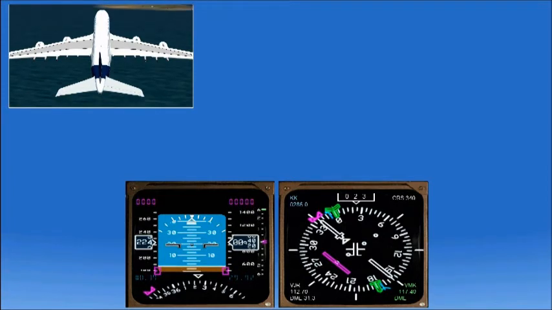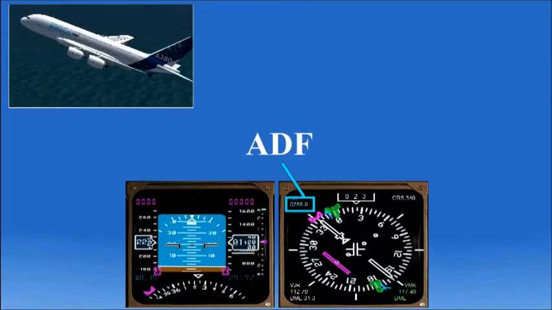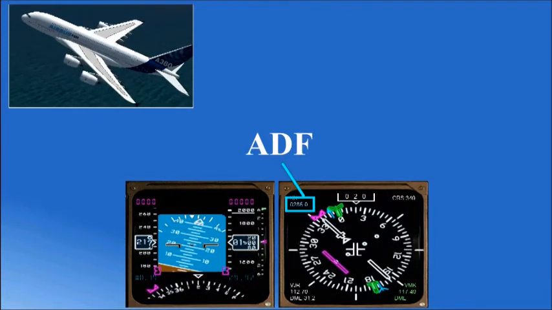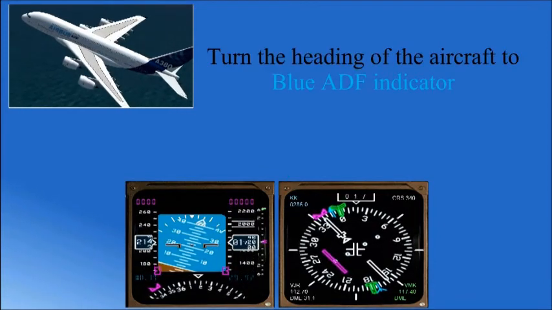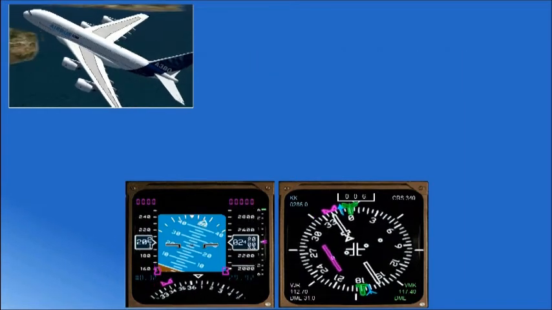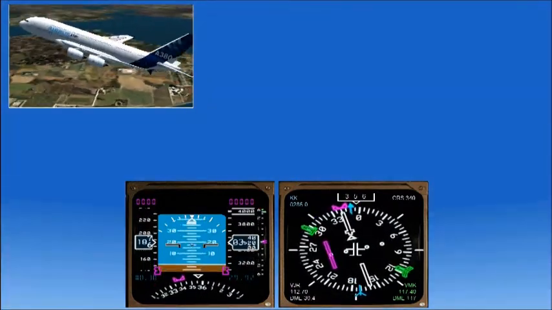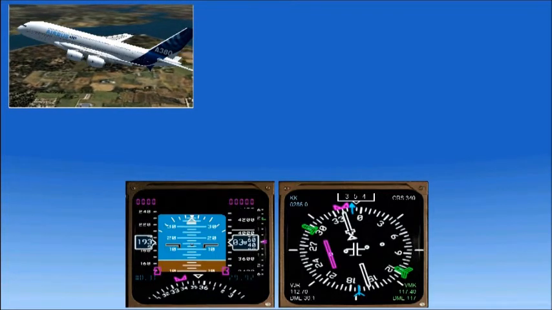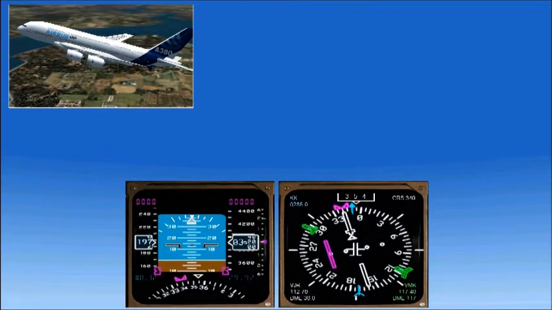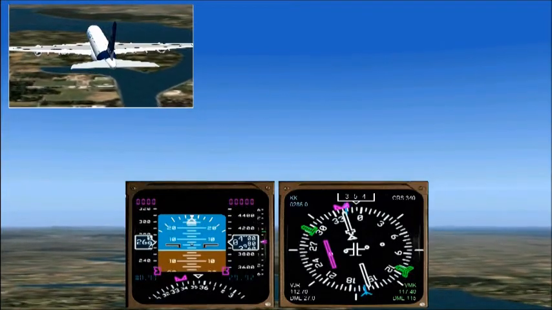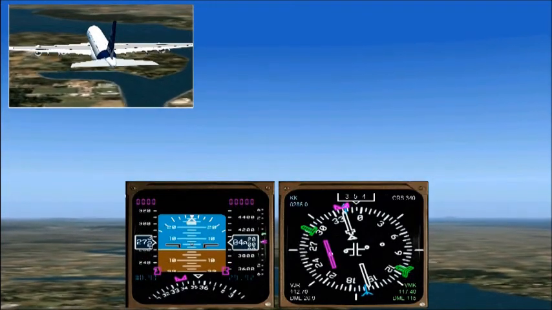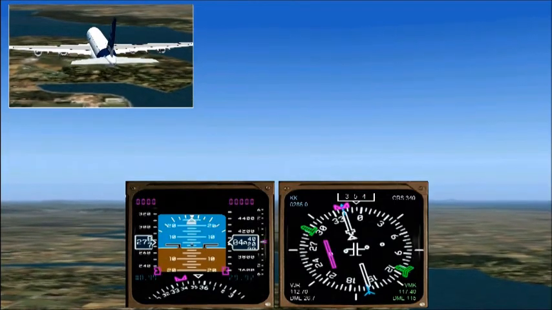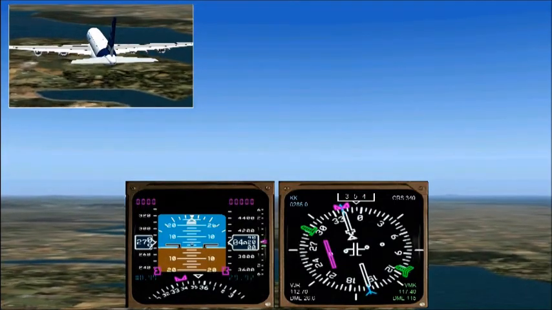After taking off, we must turn our aircraft heading to the blue ADF indicator, which is pointing to the NDB station KK. When you find that the ADF indicator starts to move from 0 degrees to 180 degrees, it means we have passed through the NDB station.